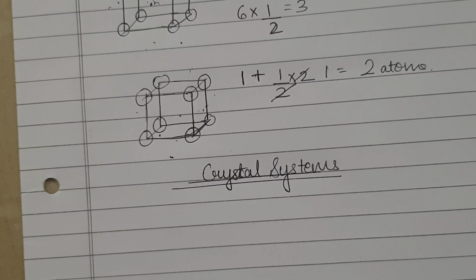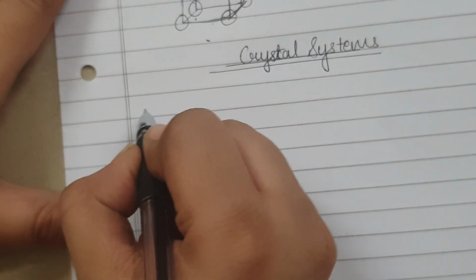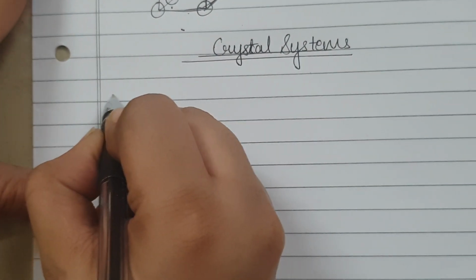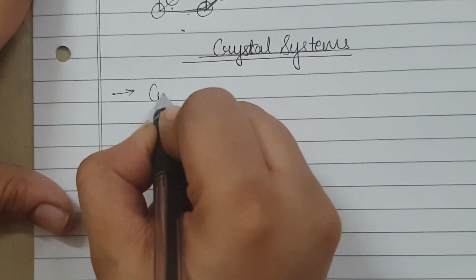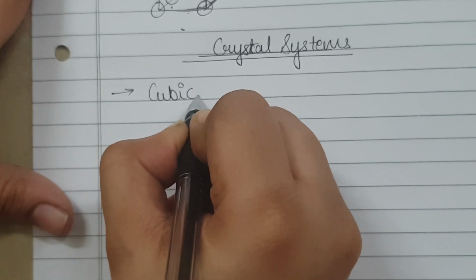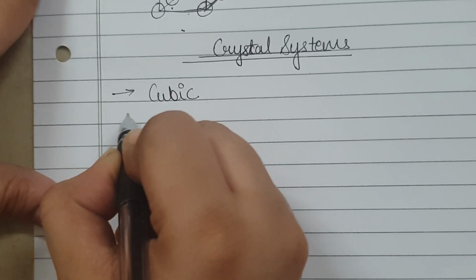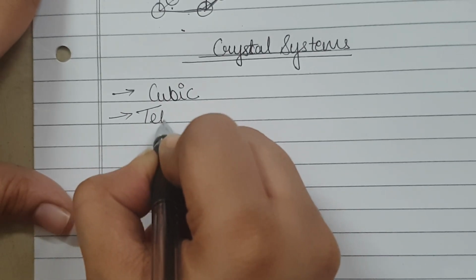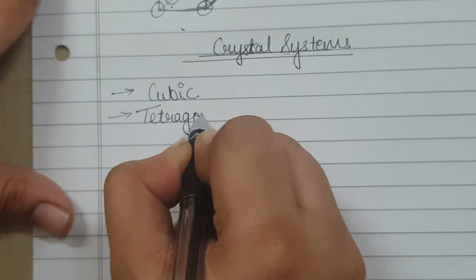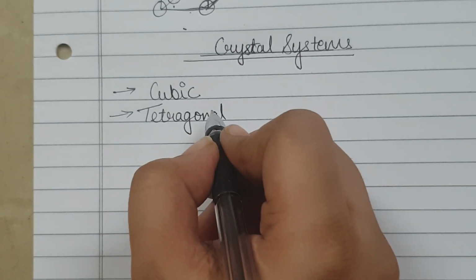Okay, and they are cubic, tetragonal, hexagonal. Then you have orthorhombic, rhombohedral, monoclinic and triclinic. In your year, you're only studying one, which is cubic systems. So what are the 7 types of crystal systems? You have cubic, then you have tetragonal, then you have hexagonal.